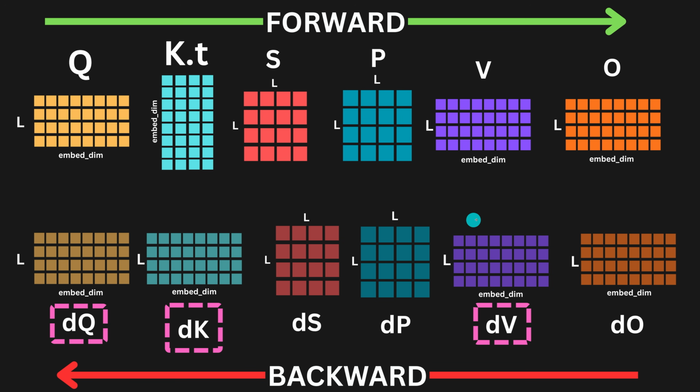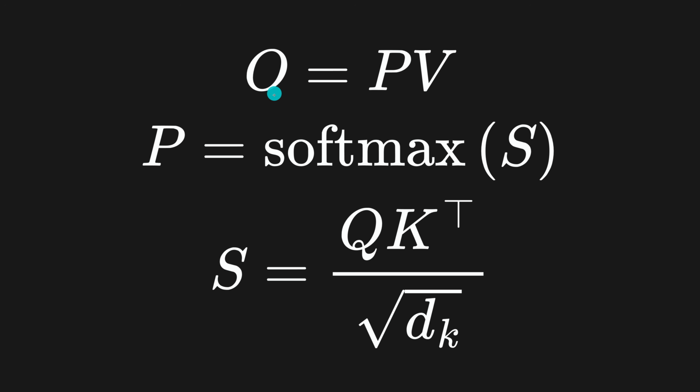And what we'll be focusing on is, where do we even get the derivative for these three things? So let's break this up a little bit. Let's say the output is P times V. P is the softmax of S, and S is QK transpose over the square root of the embedding dim. This just lets us quickly do a sanity check of where these derivatives even came from.